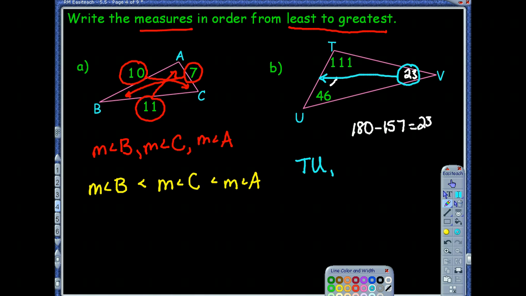Then I go to the next, which would be that angle U, across from that would be TV. And then finally UV is my last. And could I write this then as a compound inequality if I wanted to? Yeah, so I could say TU is less than TV, which is less than UV.